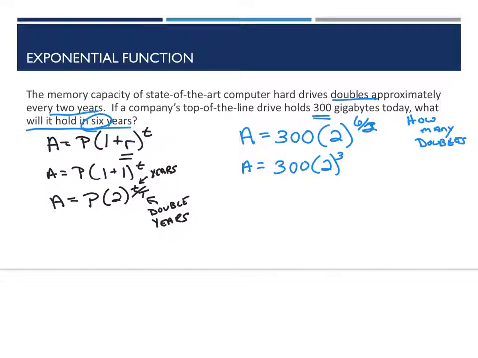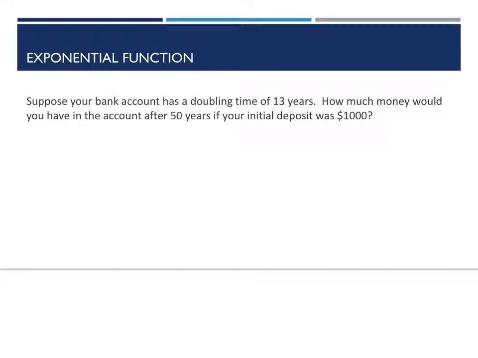Now to work the problem, you just type it in the calculator the way we've been talking about. 300 times 2 exponent of 3 gives us 2400 gigabytes. So we kind of know the formula. Let's try it again without having to go through all the thought. Your bank account has a doubling time of 13 years. How much money would you have in an account after 50 years if your initial deposit was $1,000?